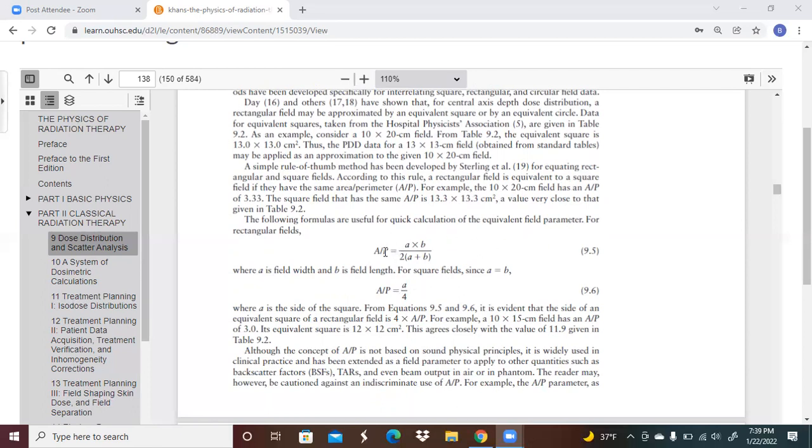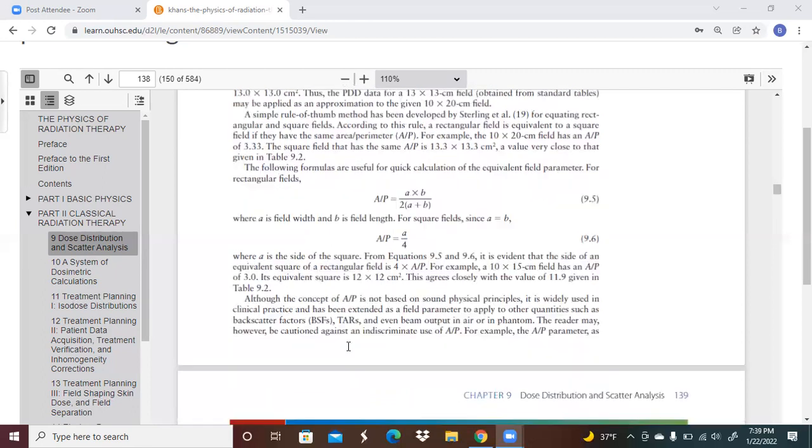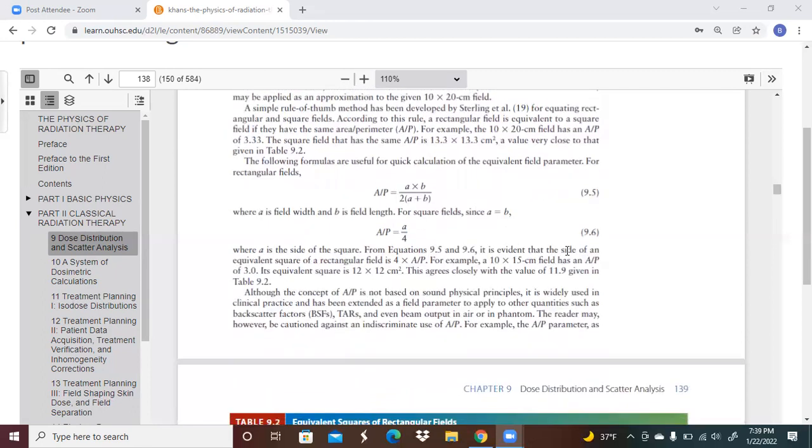So we've got A divided by P is going to be A times B, where A is the field width and B is the field length. And for square fields, if you substitute A in for B, since they're all the same size, then it reduces to this. So from these equations, we can take the side of an equivalent square field of a rectangle is going to be this.